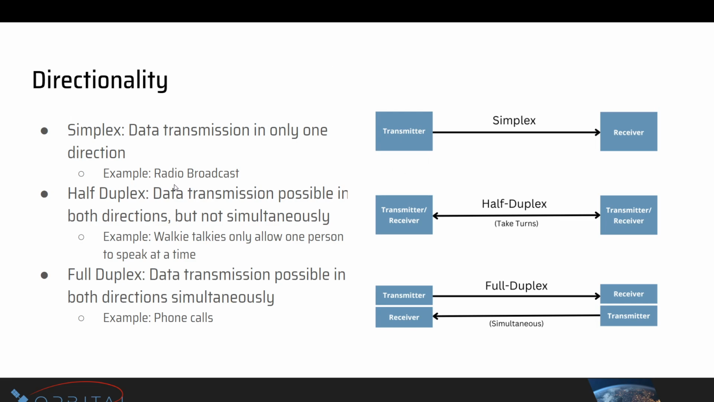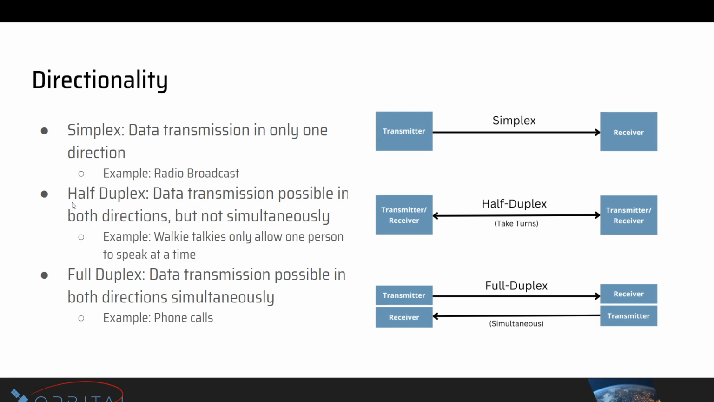All right. So, directionality. There are three different categories of this. This is just some quick terminology before we get into the protocols. First we have simplex, which means you only have data transmission in one direction. You have one receiver that's always receiving and one transmitter that just transmits. For example, with a radio broadcast, the station just keeps sending you the radio signals and you're just receiving them. There's no two-way communication. It's all one way.